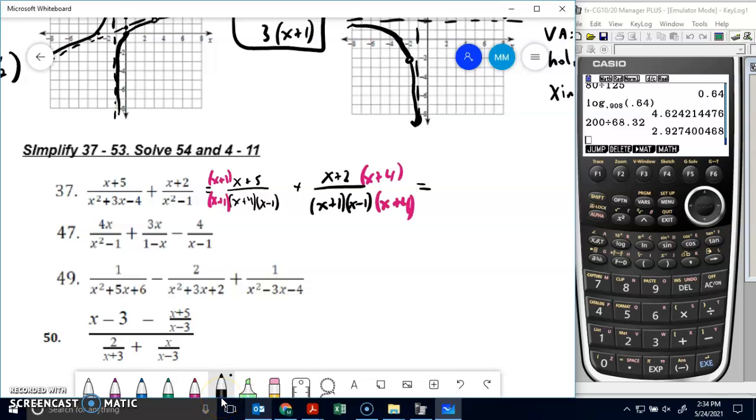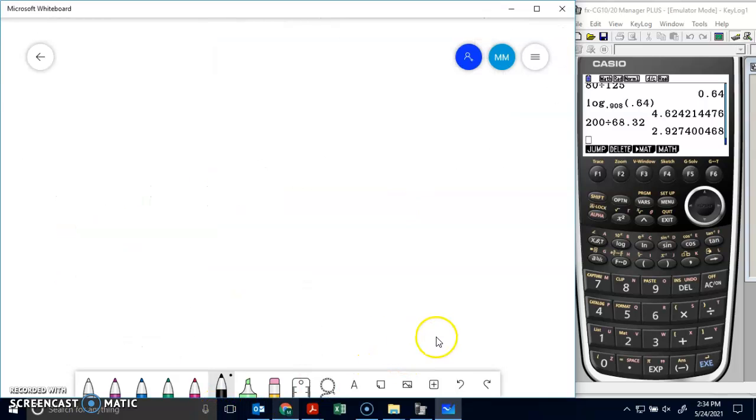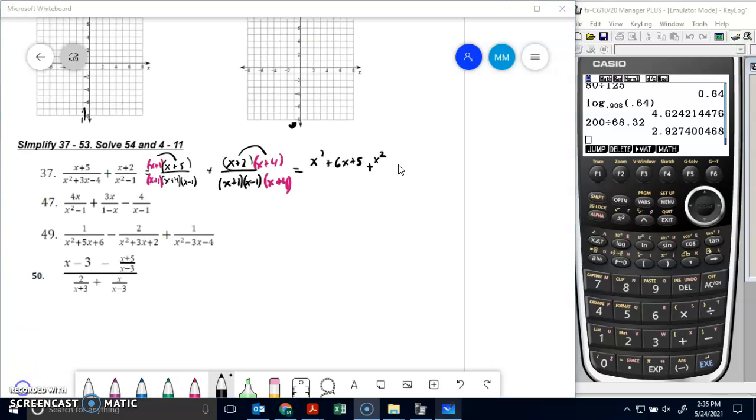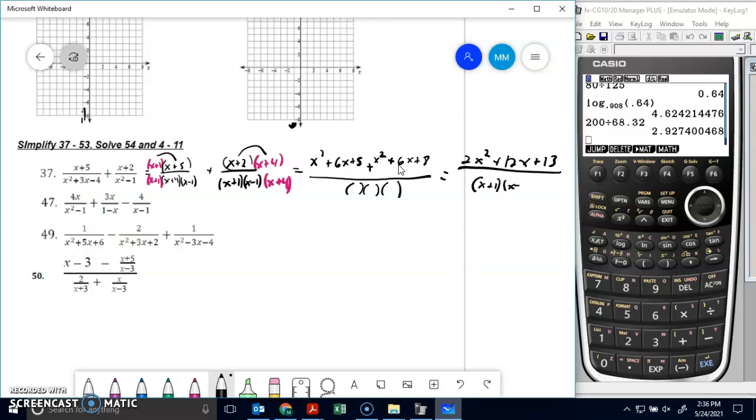So what I have then is (x plus 1) times (x plus 5). We'll distribute that out: x squared plus 6x plus 5, plus, distribute this out, gives me x squared plus 6x plus 8. And that's all over the common denominator, which is the 3 parentheses. So when I combine my terms, I get 2x squared plus 12x plus 13 over (x plus 1)(x minus 1)(x plus 4), final answer.